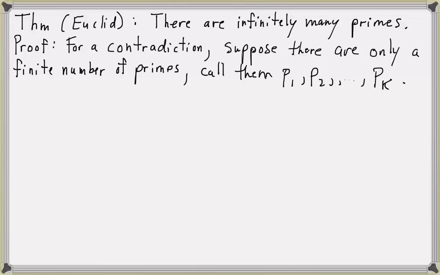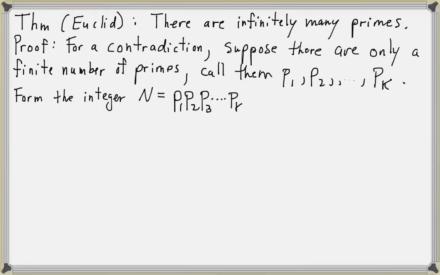The trick for this proof is to come up with an integer that has another prime divisor other than the primes in this list. So we're going to form the integer capital N, which is going to equal the product of all of these K prime numbers. So P1 times P2 times P3 all the way up to PK. And then I'm going to add 1 to this product.